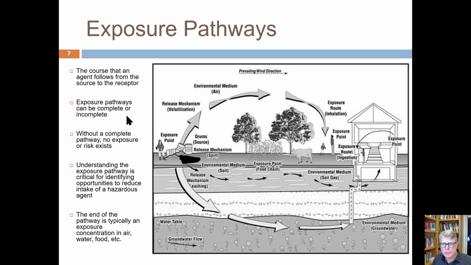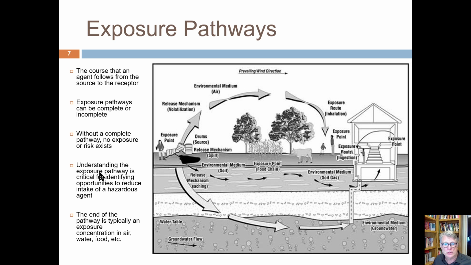So exposure pathways are super important for a couple of reasons. One, it's vital to determine whether an exposure pathway is complete or incomplete, because an incomplete pathway means contamination in the environment, environmental concentrations, right, of this stressor, but not necessarily human contact. A complete exposure pathway is one where human contact occurs. That's important because without a complete pathway, no exposure occurs, and that means no risk exists. Right?